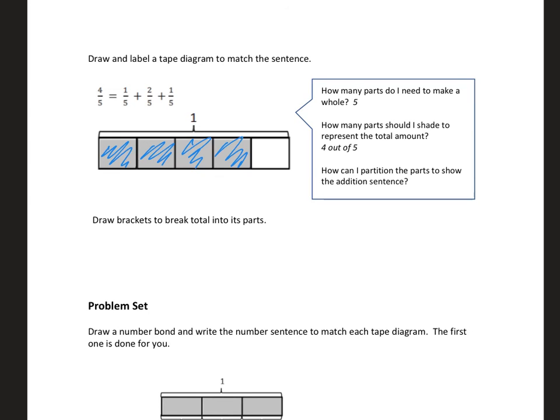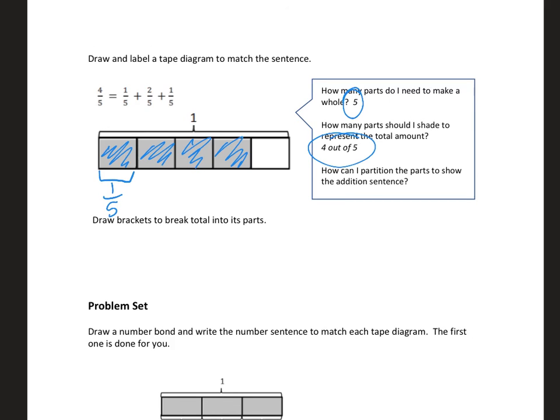Okay, so over here it says how many parts do I need to make a whole? 5, right? 5 of the parts equals 1 whole. And then how many parts should I shade to represent the total amount? 4 out of 5, because that equals 4/5. Okay, how can I partition the parts to show the addition sentence? So it says draw brackets to break the total into its parts. So it started with 1/5, so that means I'm just going to bracket one of these and write 1/5.